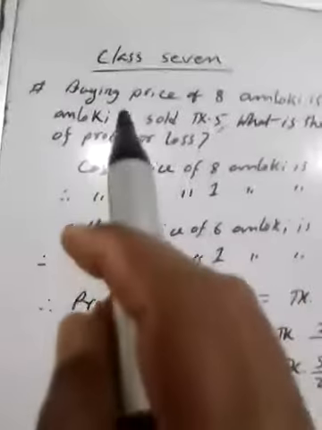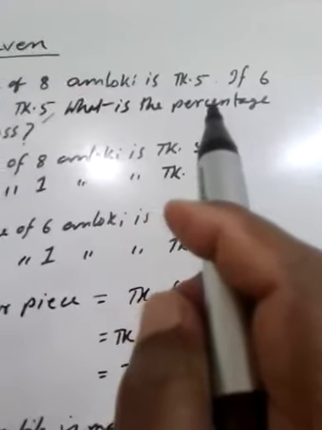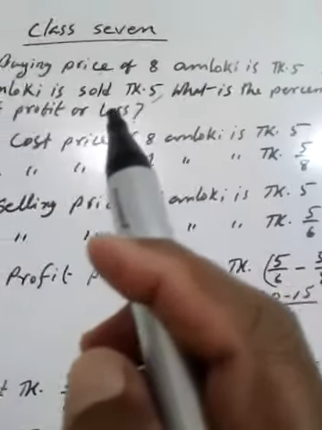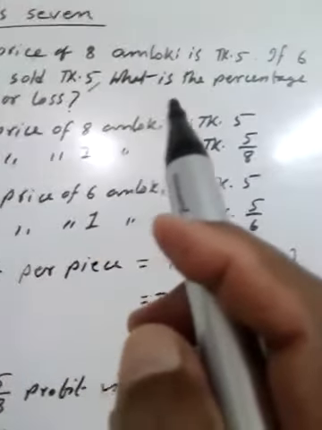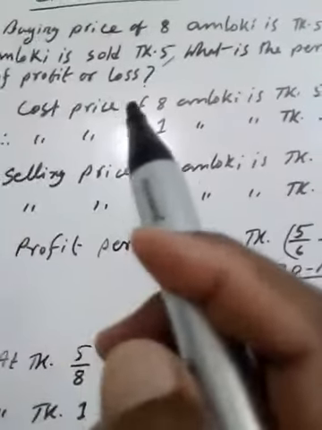Class 7 students, see this. The buying price of 8 amluki is 5 taka. If 6 amluki are sold for 5 taka, what is the percentage of profit or loss?